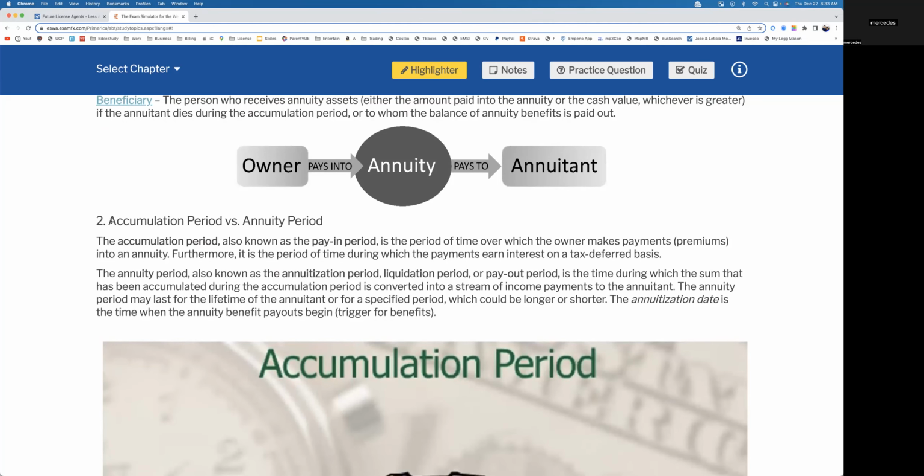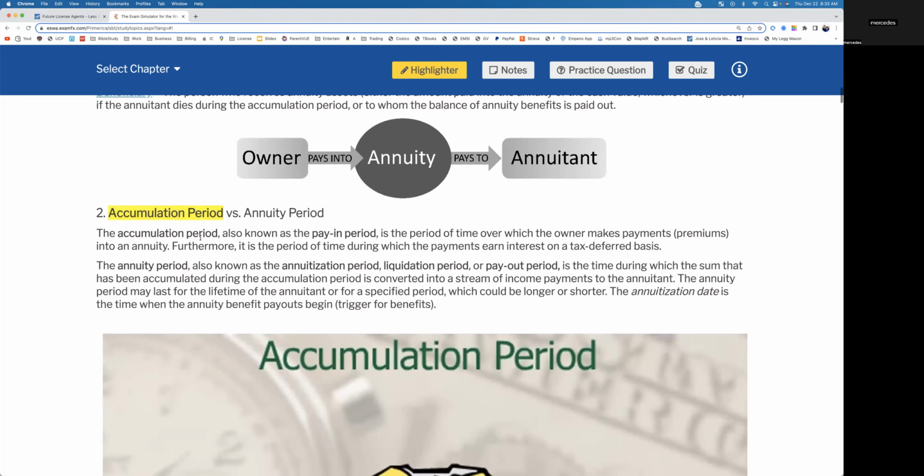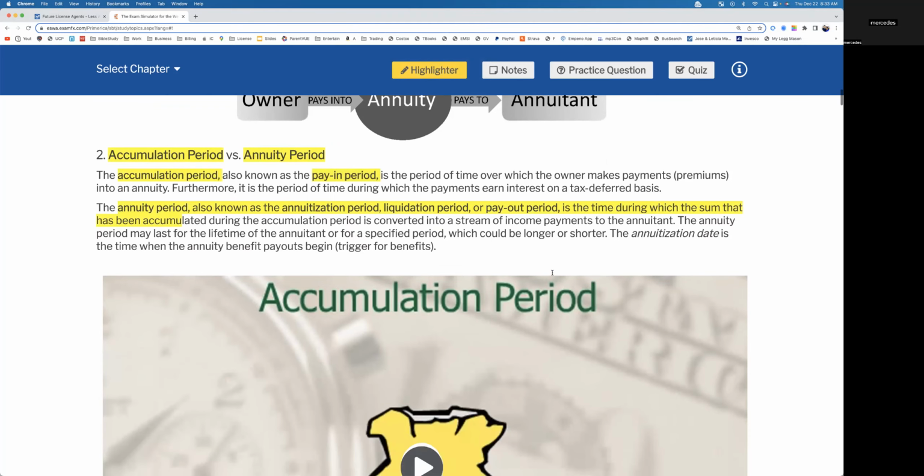Accumulation. Okay. So there's an accumulation period, which is the time that you're saving money or paying into the annuity to grow. And then there's the annuity period, which is the time when the money is being cashed out. Got it? So accumulation period, annuity period. You got to know that. The accumulation period is a pay-in period. The annuity period is also known as the annuitization period, the liquidation period, the payout period. It has a lot of names on the test.